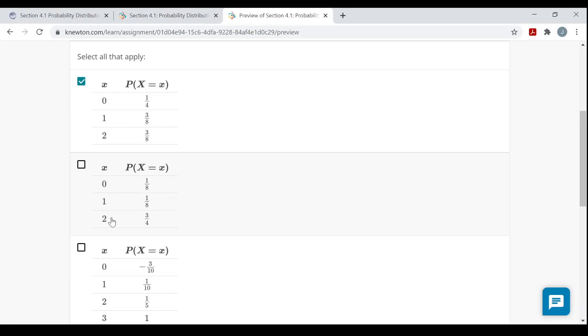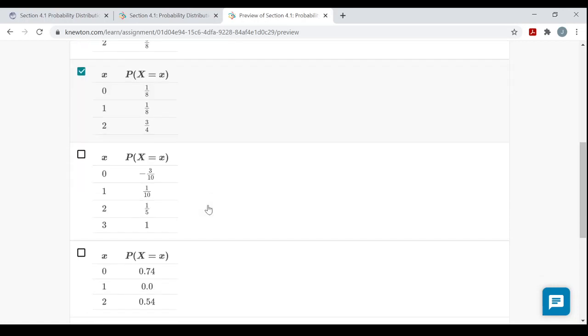How about this? Again, the possible values of x over here, and then their probabilities. Now, all the probabilities are from 0 to 1. So far, so good. And then add them up. 1/8 plus 1/8 plus 3/4 is 6/8. You get a common denominator. So 1/8 plus 1/8 is 2/8 plus 6/8 would be 8/8, which is again 1. This is also a valid probability density function.